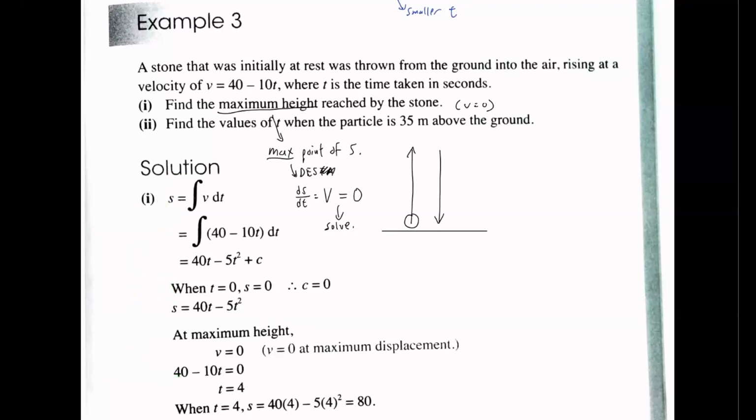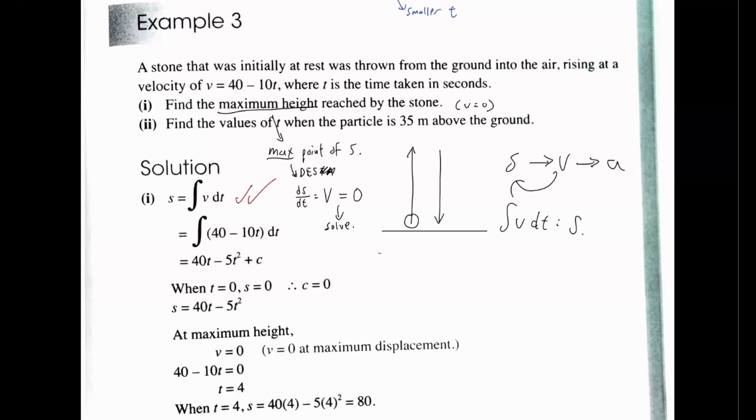How do you get S from V? Integrate. Integrate V dt, and then you get your S. So that's exactly what they did here. Integrate V dt. So integrate 40 minus 10t, you get 40t minus 8.